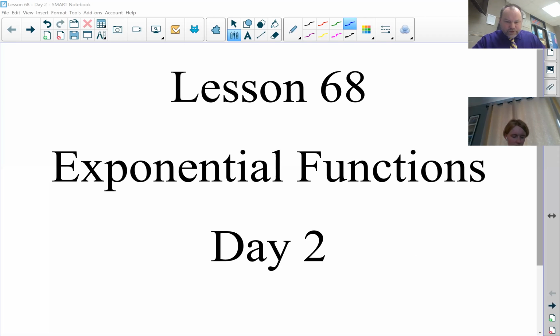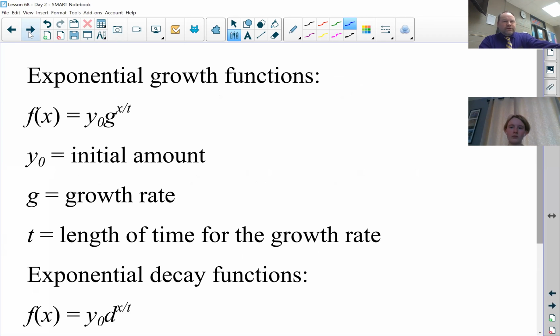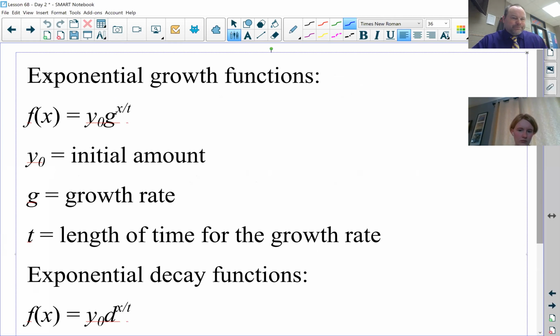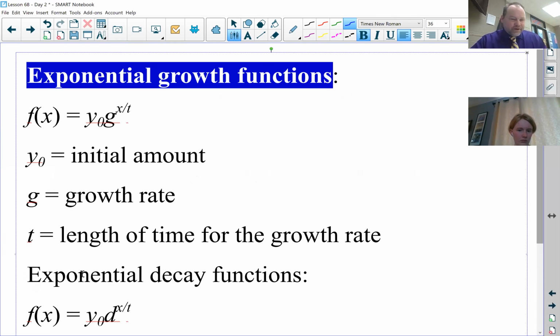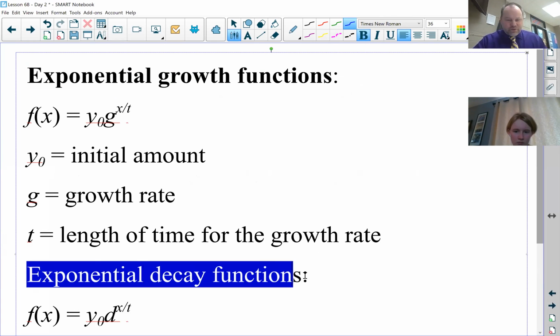All right. So in order to solve these exponential application problems, it's helpful to know how to write the function first. So let's start with that. And we'll talk about two different types of exponential functions. Exponential growth, so things are getting larger and larger, and exponential decay, things that get smaller and smaller.